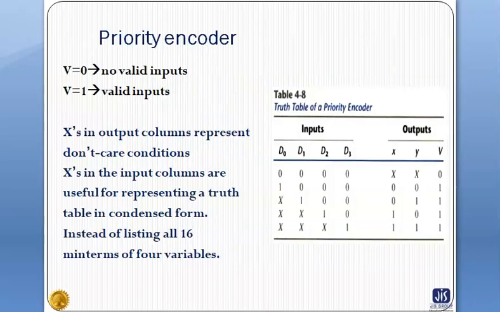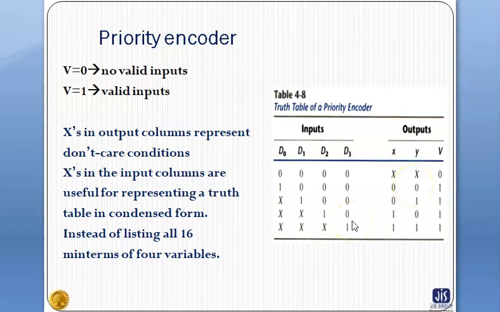Let us consider the 4 to 2 priority encoder. Here from the truth table we see that when all inputs are 0, the output V, or the valid bit output, is 0, and outputs X and Y are not used. The crosses in the table show the don't care condition, that is, it may be either 1 or 0.